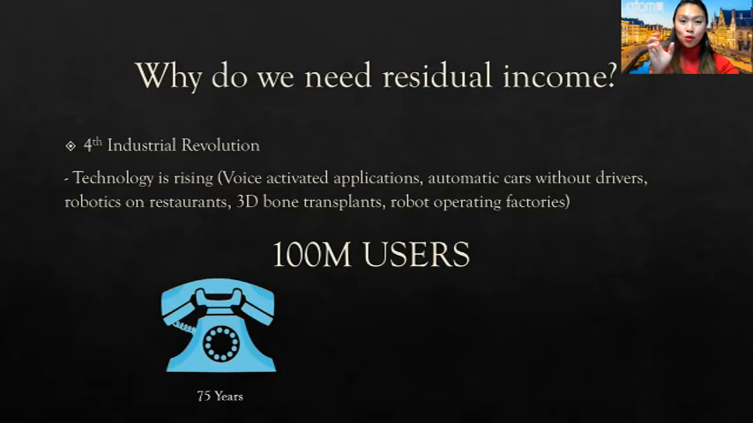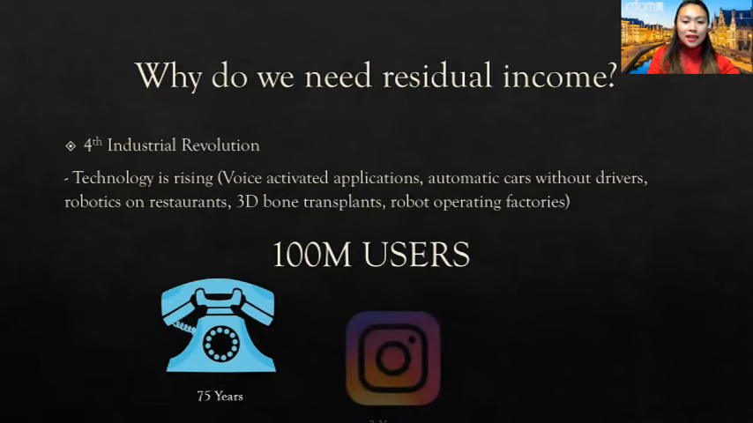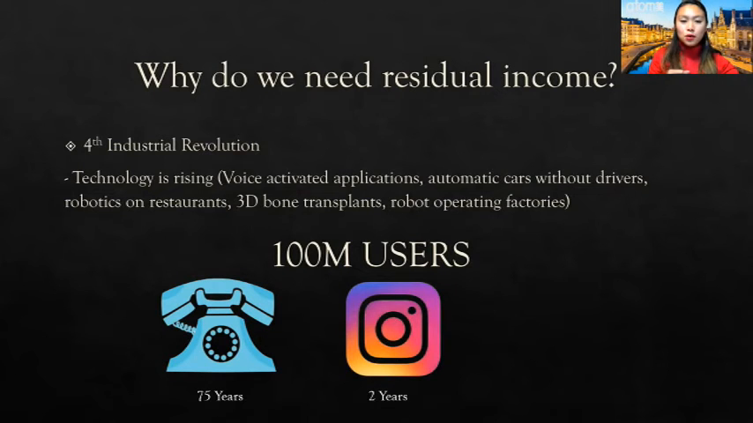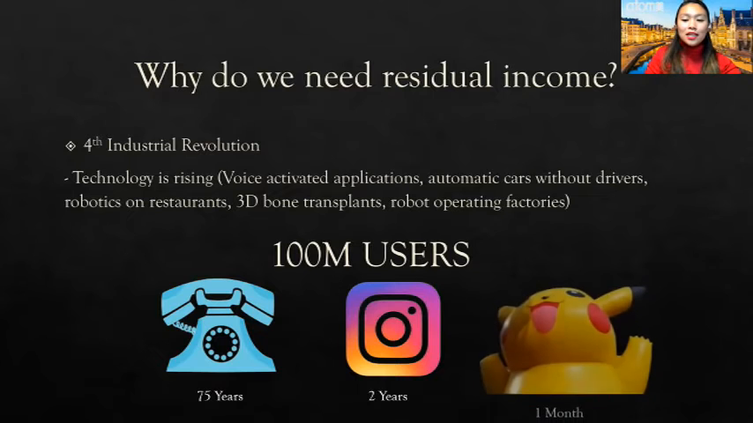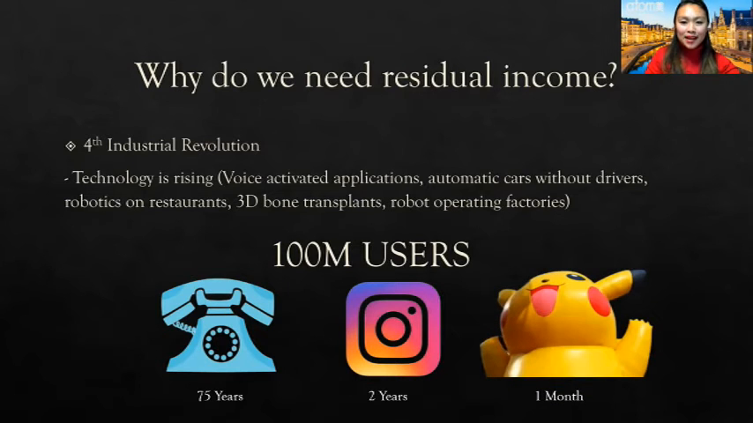So imagine how quick our technology is. And if it took 75 years for 100 million users to get used to using the telephone, nowadays, with Instagram, it only took 2 years for 100 million users to get to know Instagram well, right? And you'll be surprised. It only took 1 month for 100 million users to use Pokemon. So if you know Pokemon Go, a lot of users around the world are doing that. Nowadays, it only took 1 month for 100 million users to get to know that, to play it.